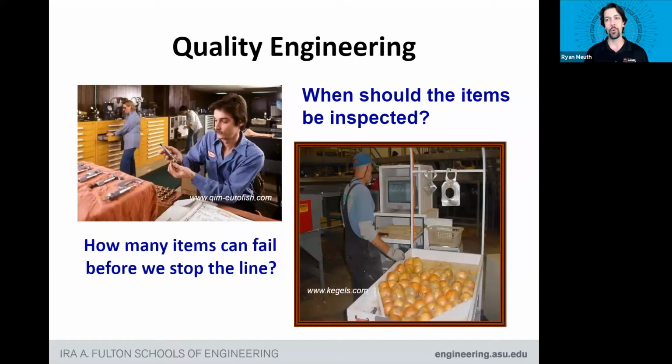Quality engineering: when do we test things? How often do they fail? How do we do quality control on things like food? It's really dependent, not just on getting it right, but on the fact that people are eating it and consuming it, and their lives depend on it.